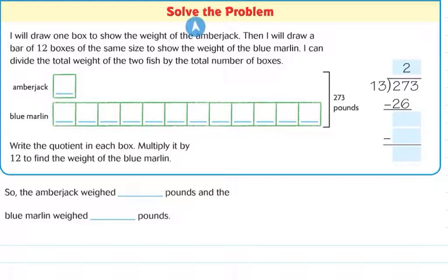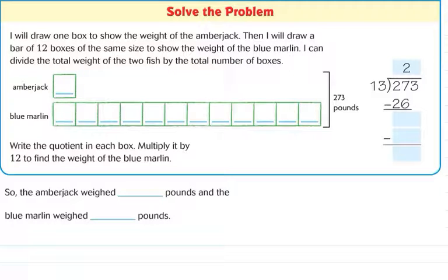So now we are going to go on to the part where we solve the problem in our graphic organizer. I will draw one box to show the weight of the amberjack, and then I will draw a bar of 12 boxes of the same size to show the weight of the blue marlin. The reason we're doing this, boys and girls, is because we know that the blue marlin is 12 times as great as one amberjack. I can divide the total weight of the two fish by the total number of boxes.